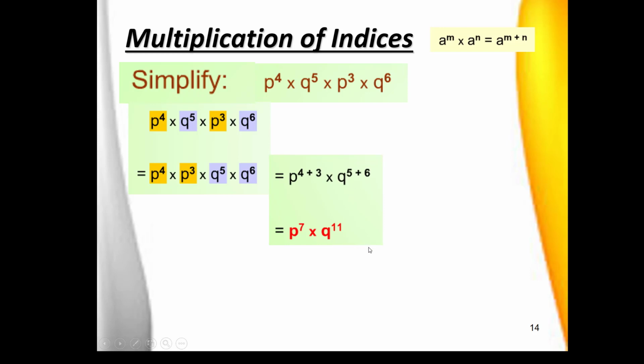So when you are actually doing the sum, you don't have to write everything out, p times p times p times p and so on, and then q times q. Just use a very elegant, sophisticated way of doing it. Just p to the power of 4 plus 3 and then q to the power of 5 plus 6. Therefore it's p to the power of 7 and q to the power 11.